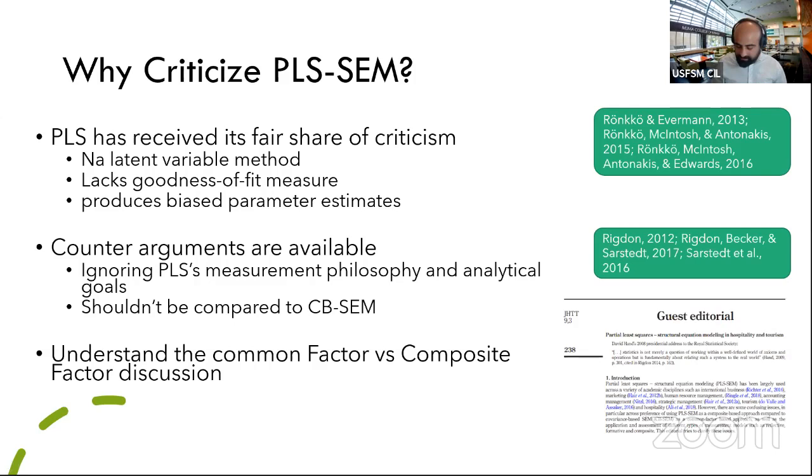Some of the main criticism of PLS is that it's not a latent variable method. Or some people say it lacks goodness of fit measures. Some people say it produces biased parameter estimates, like the values that it produces are biased. They are not accurate. So those types of things. Maybe this is right, maybe it's wrong. We don't know because it's science, right? It develops, it goes with time.